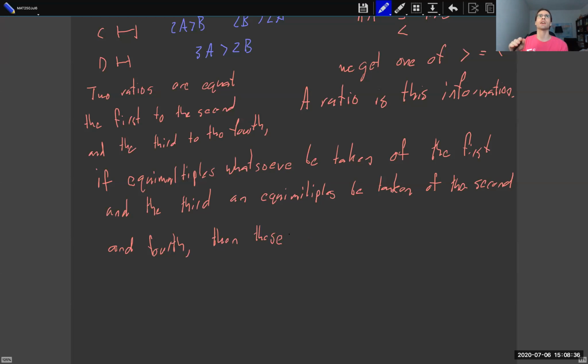the first multiple alike exceeds, is greater than or less than the second equal multiple. Okay, that's very badly worded. Okay, I will not write it down in the original wording. That is not the original wording. Then these alike exceed, fall short of, or equal.